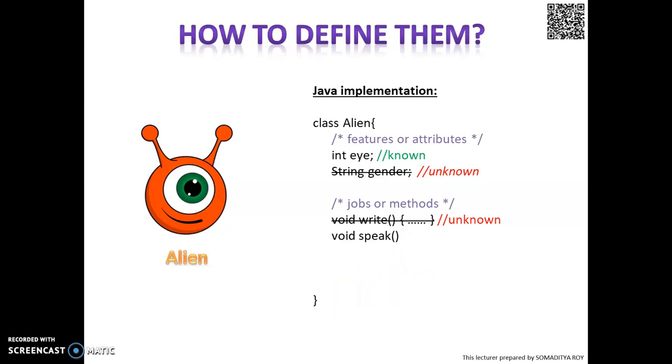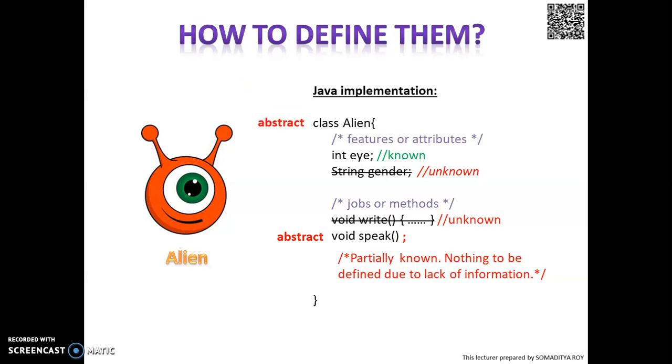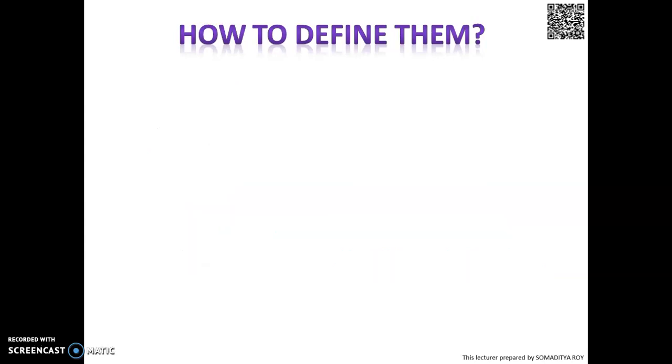So we can say we partially know that particular feature, and we cannot define it because of the lack of information. So that particular feature becomes an abstract one. If a particular concept has an abstract feature, then overall that concept also becomes an abstract concept. So alien is an abstract class.